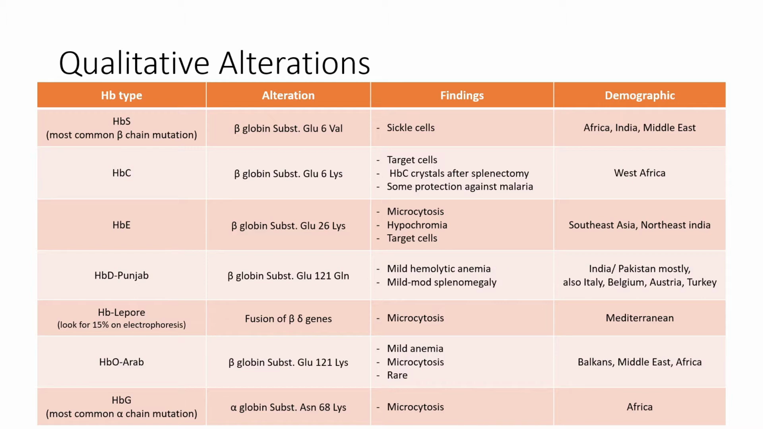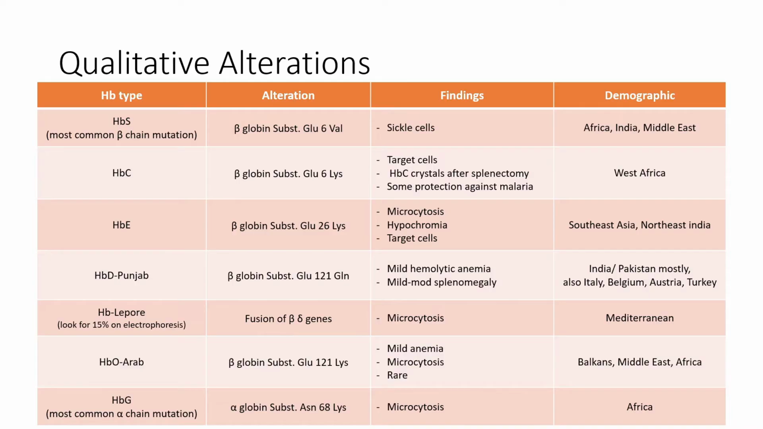Hemoglobin S, the basis of sickle cell trait and disease, is the most common beta chain mutation. It results from a substitution of glutamate at position 6 with valine, and is found most commonly in Africa, India, and the Middle East. Hemoglobin C is the result of glutamate substitution at position 6 with lysine in the beta chain. In splenectomy patients, hemoglobin C crystals may be seen, and this type of alteration is common in West Africa and is thought to provide some protection against malarial infection.